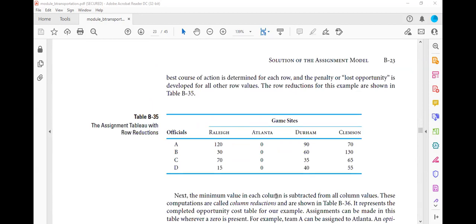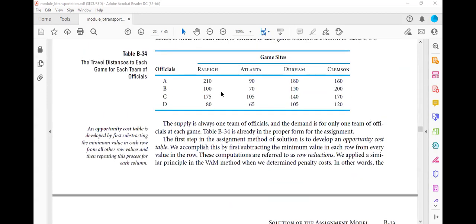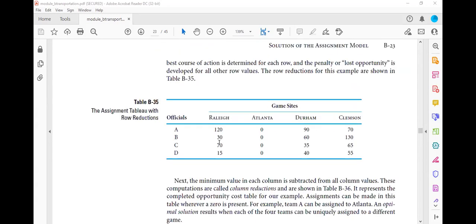So hindi pa rin na-solve yung problema mo. Ito ngayon yung mga natira. When you subtracted, di ba, sinubtract mo na yung 90 sa 210 and so on. When you subtracted, ito pa yung mga natirang distance traveled. The next step will be to find the lowest naman per column.